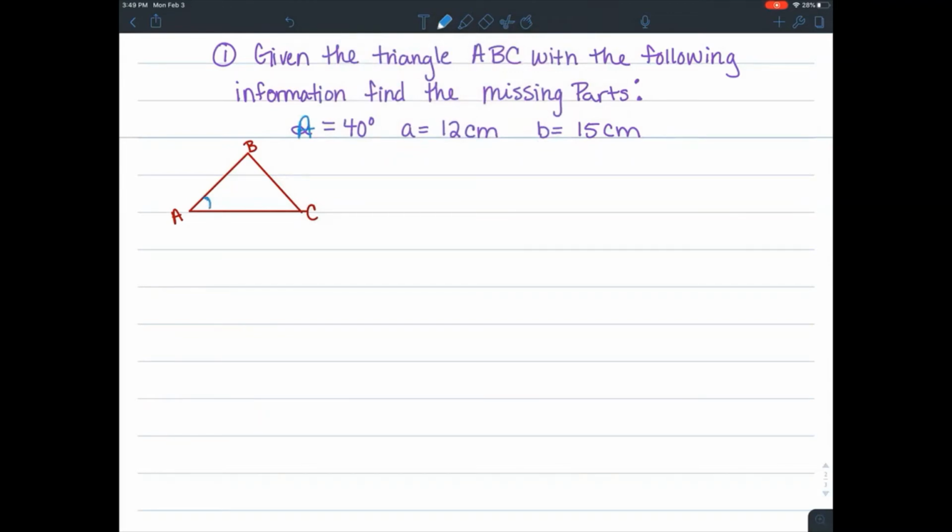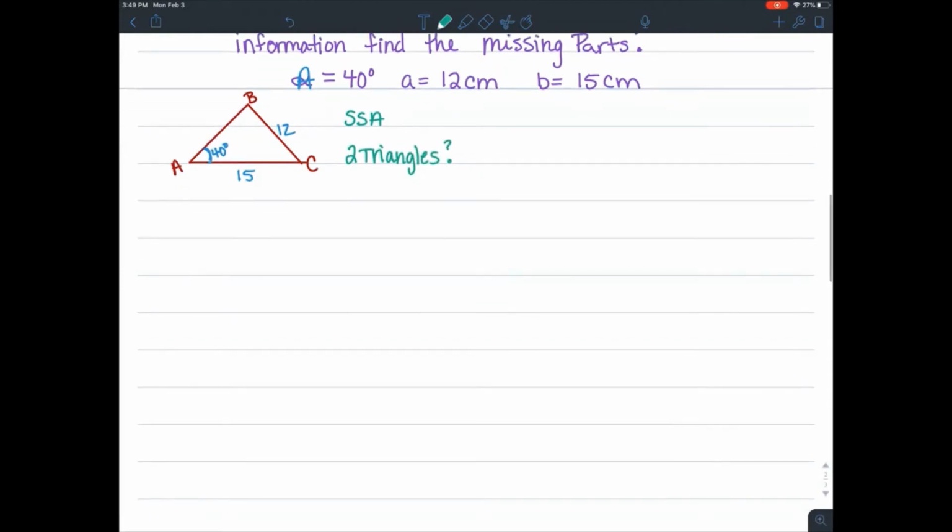Okay, that's what that is. So they told us angle A is 40. Side A is 12. And side B is 15. So this triangle is a side-side angle. So that means there might be two triangles. All right, so if there's two triangles, it's literally going to be this triangle right here that we drew. The same information, but with a different sized angle. So we got to see if it works.